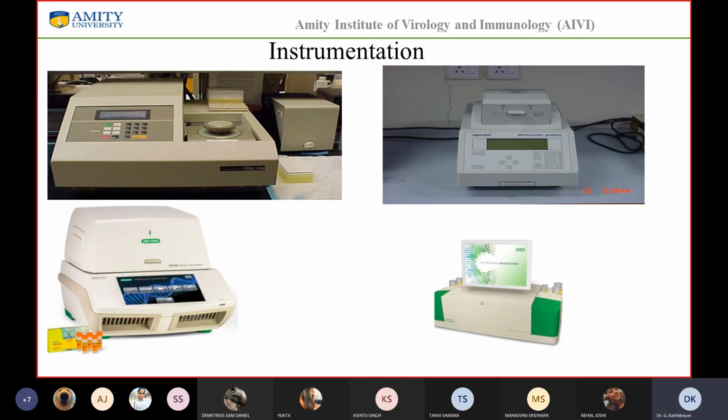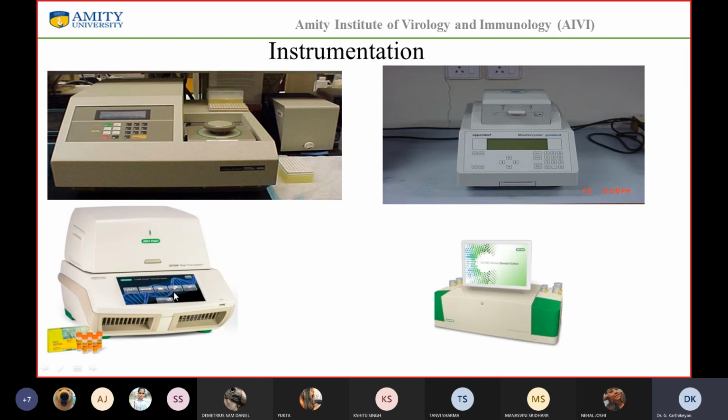How long do you want to do extension? All this could be programmable. So this was your first generation PCR machine. This is something that is now routinely available in many different laboratories, including AIVA. We have this machine. This is your real-time PCR machine from a company called Biorad.